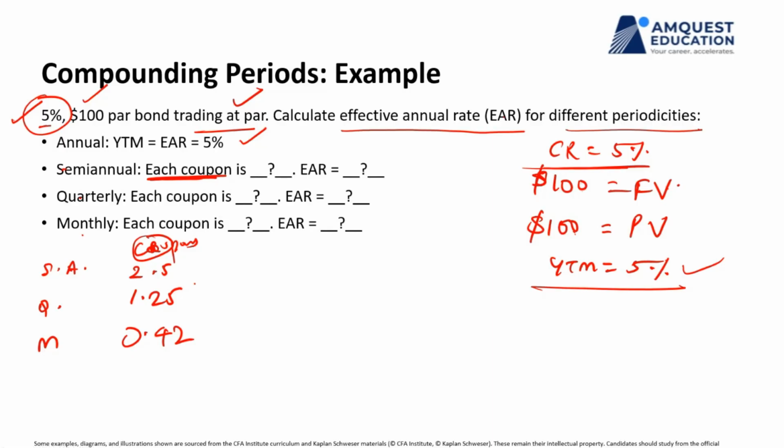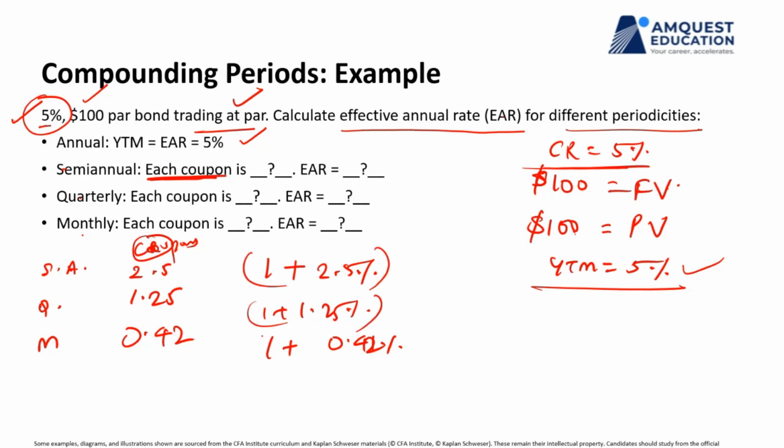Okay, so these are my coupon payments, right? And now I want to calculate effective annual rate. So we are going to say 1 plus the coupon or whatever the rate is, right? So like 0.25, that is 2.5%. Or you can straight away add 0.025 to your number. 1 plus 1.25%, 1 plus 5% or 0.41 or 42%, right? So these numbers will be added and these numbers will then be raised to the power n.